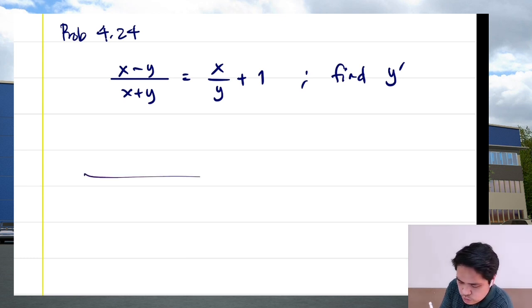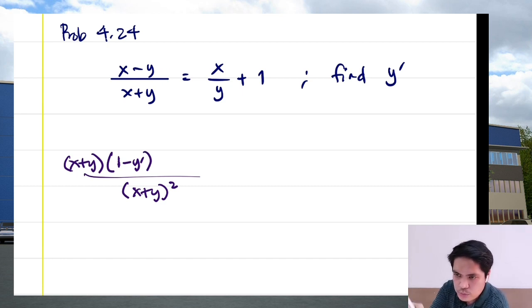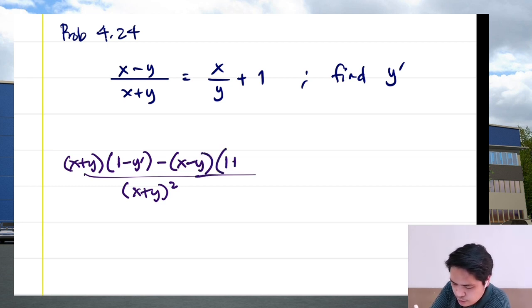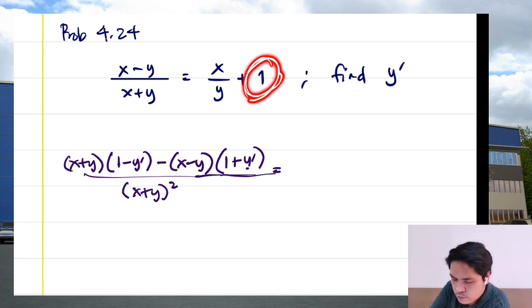So, for the quotient rule, bilisan ko lang dito ha, you just square the denominator, x plus y squared, you copy it here, x plus y, then the derivative of this, which is, the derivative of x is 1, then minus the derivative of y, which is y prime, so minus y prime, diba? Or 1 times y prime. Remember that if we get the derivative of y, we always multiply it with y prime. Then subtract by the numerator x minus y times the derivative of the denominator, which is 1 plus derivative of y prime.